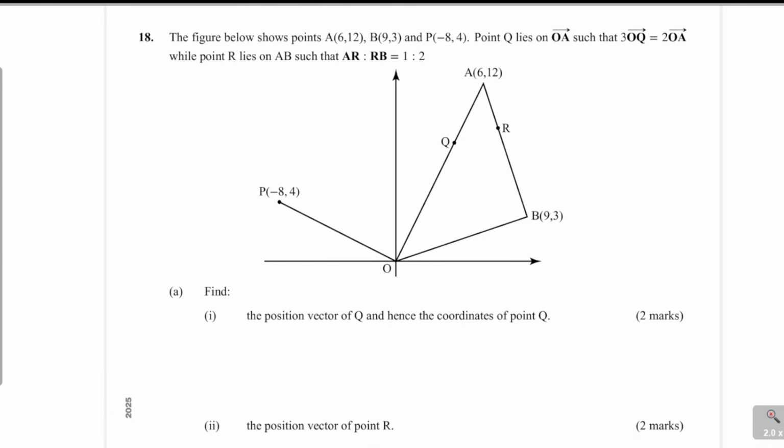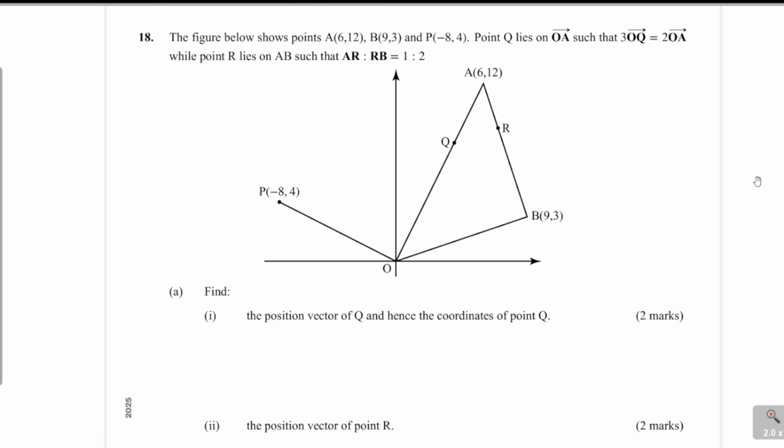Question 18. The figure below shows points A (6, 12), B (9, 3), and P (-8, 4). Point Q lies on OA such that 3OQ is equal to 2OA, while point R lies on AB such that AR:RB is equal to 1:2. The diagram is there. Part A, you're supposed to find the position vector of Q and hence the coordinates of point Q.